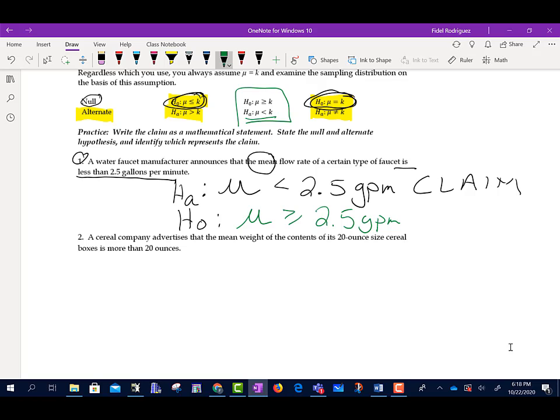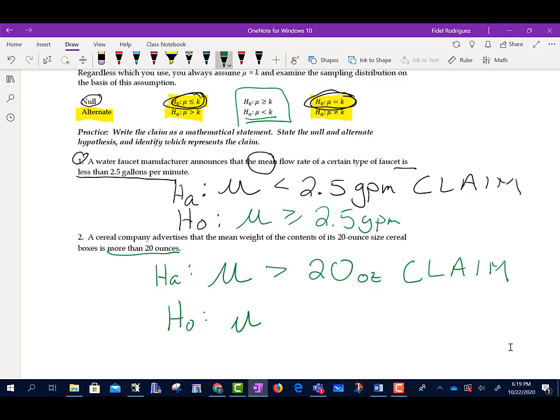Now take a look at number 2. It says, a cereal company advertises the mean weight of the contents of its 20-ounce size cereal is actually more than 20 ounces. Okay, so what are they saying? That the mean is actually more than 20, so greater than 20 ounces. This is my claim, okay? Notice there's no equal to here. This is going to be my alternate hypothesis. So my null hypothesis, what's the opposite of saying something is greater than? Then it would be saying something is smaller than or equal to, okay?